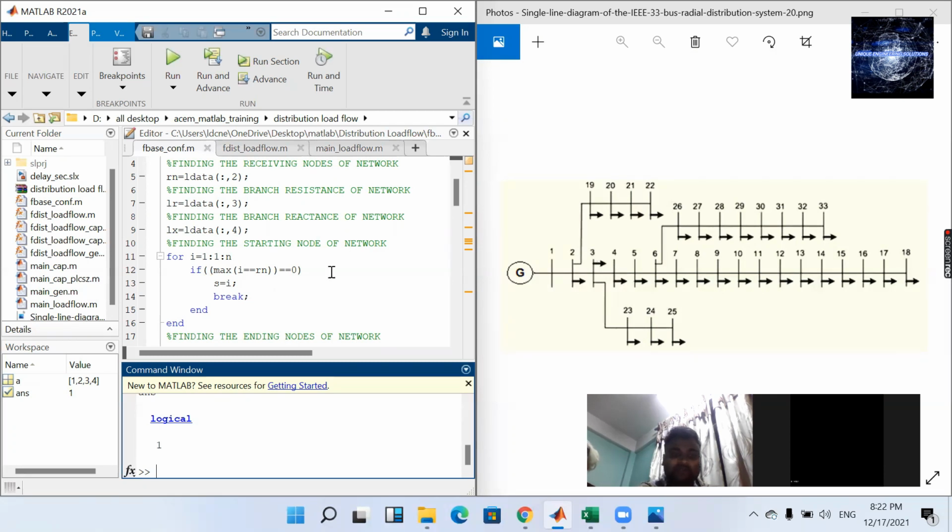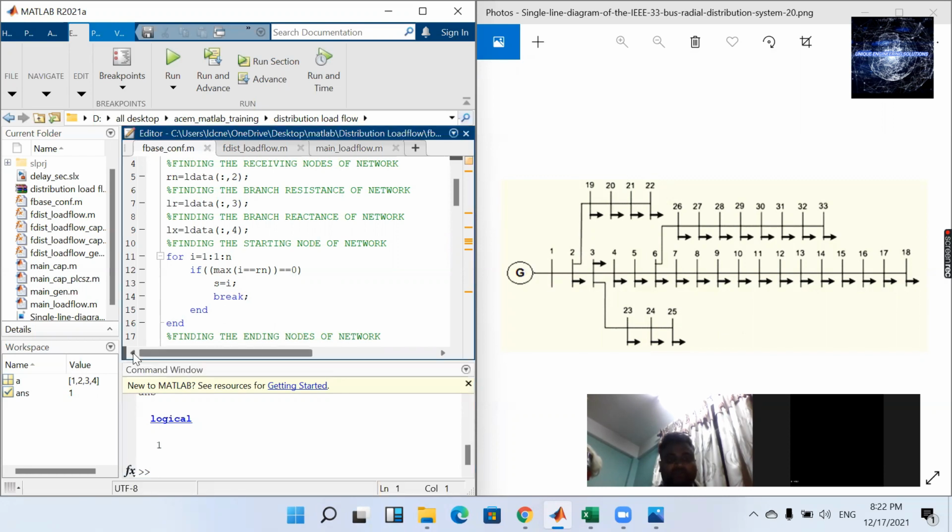After getting and storing that starting bus, we don't have to go checking again and again, because whenever we get 1, after that we won't get anything, since the starting node is only one. So like this you can calculate a starting node.